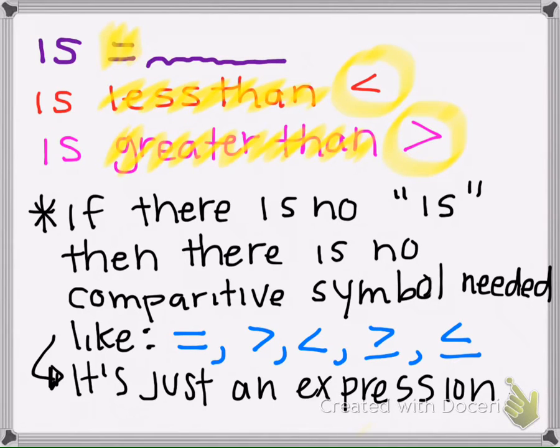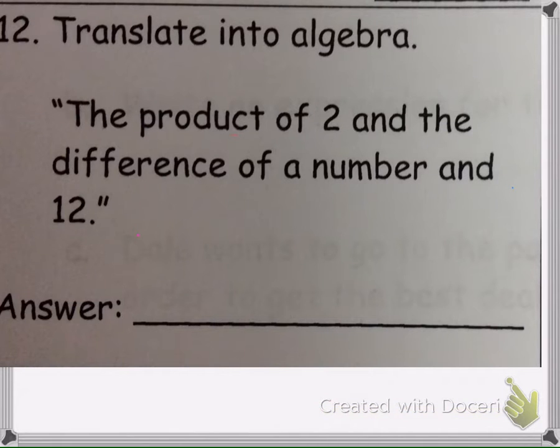So since the problem we're working on here does not have the word "is," then there is not going to be one of these symbols. So what that's called is just an expression. So we will not have one of these symbols. Okay, so now we're going to translate it.